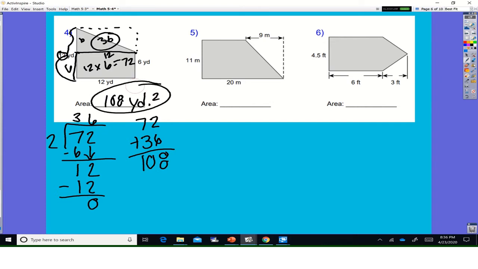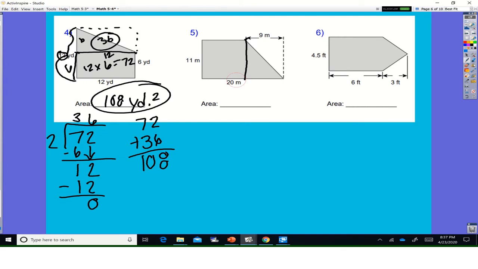Now, number 5 and 6, I really want you to do these two on your own and then come back and look how I did it. So I would pause the video right now and make sure that you're doing it correctly. Okay, I broke my figure up right here. Now, I know that my height for this right here is going to be 11, but I don't know what this space is down here.